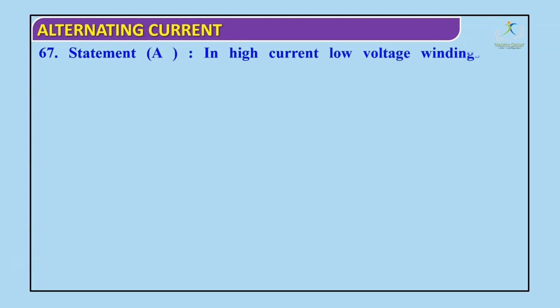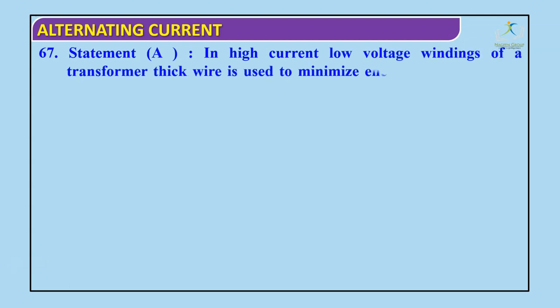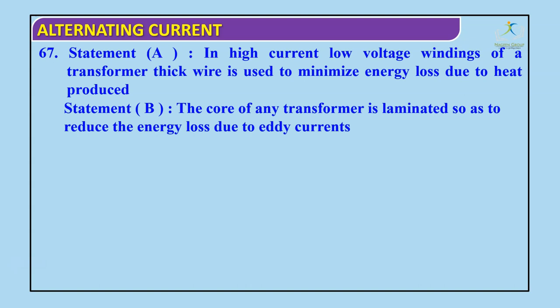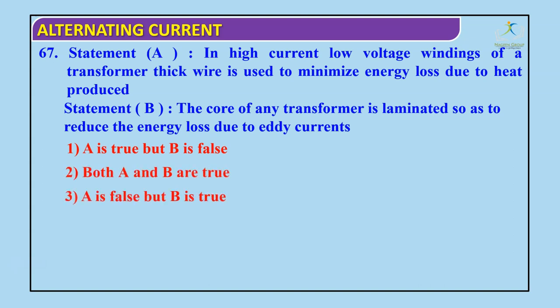Next question we have a statement. A: In high current low voltage winding of a transformer, thick wire is used to minimize energy loss due to the heat produced. Statement B: The core of any transformer is laminated so as to reduce the energy loss due to the eddy currents. A is true but B is false. Both A and B are true. A is false but B is true. And both A and B are false. The correct answer for this question is second.